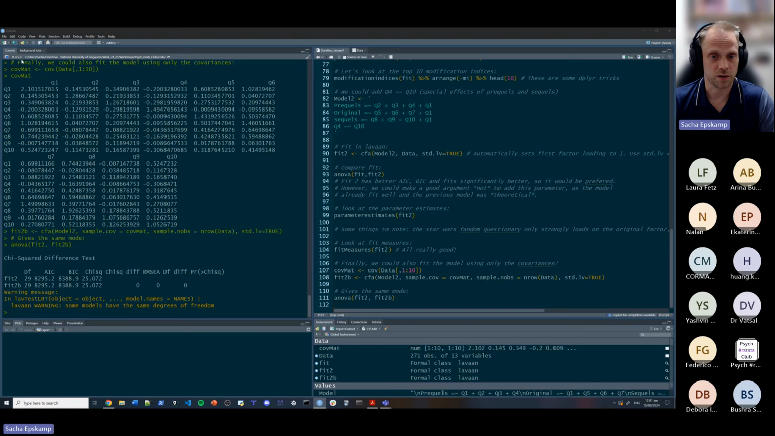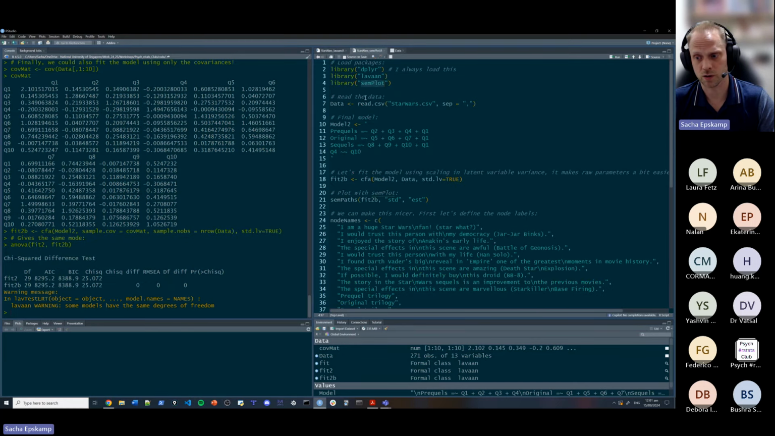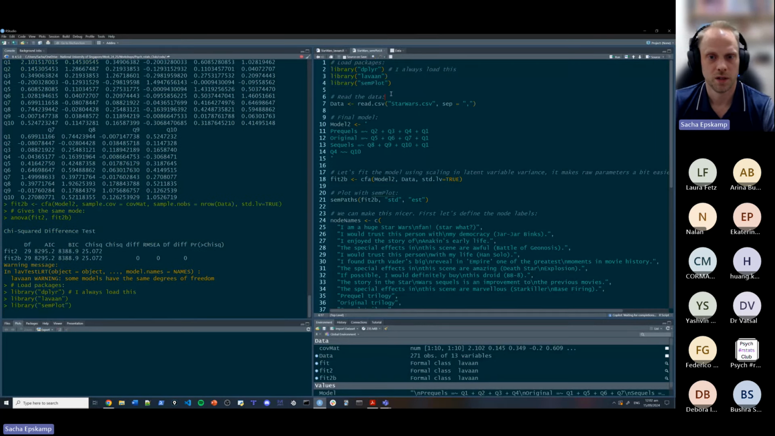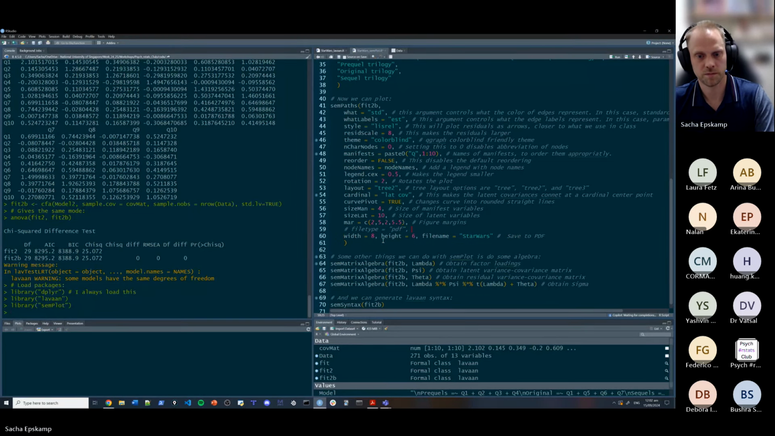Now, the final thing I want to show is I actually wrote a package once. It's already quite some time ago, but I wrote a package that makes path diagrams. And with that package, you can make some diagrams.